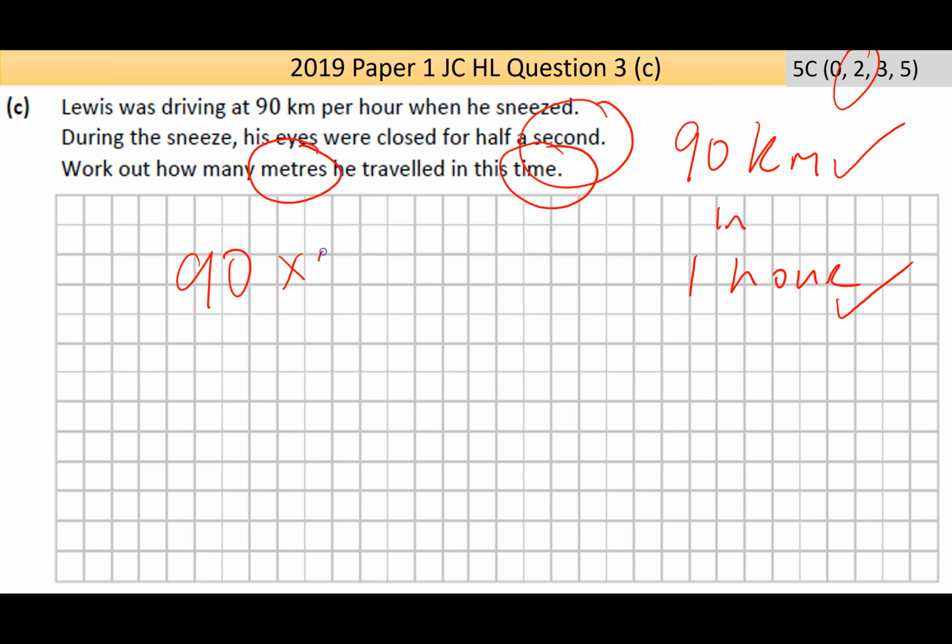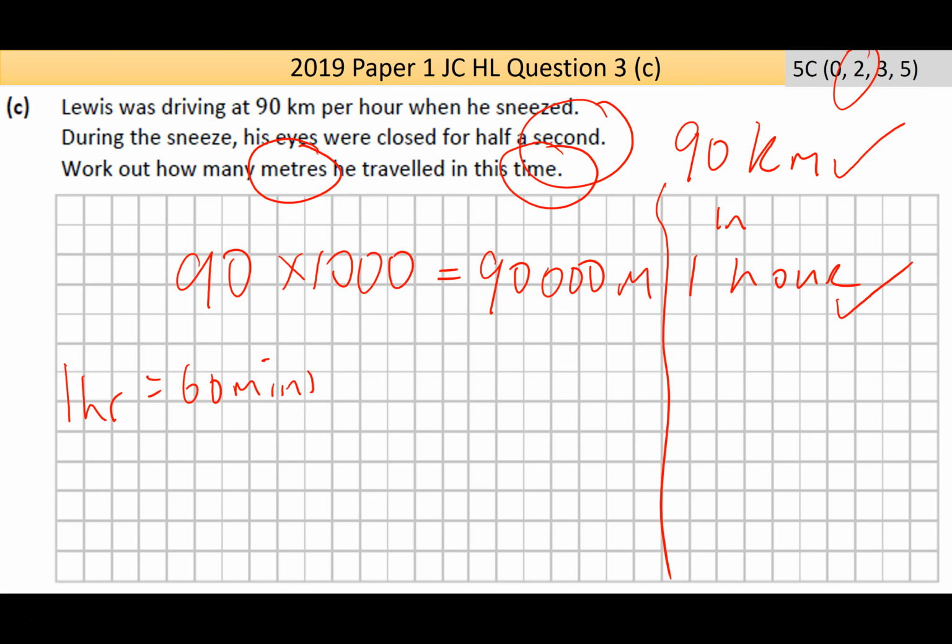There's 1,000 meters in a kilometer, so multiply that by 1,000, adding on the 3 zeros. So 90,000 meters is the same thing as 90 kilometers. Now the second thing we're looking at is what's 1 hour. 1 hour is equal to 60 minutes, and each minute has 60 seconds. So we're basically going with 60 by 60, which is 3600. So your man traveled 90,000 meters in 3,600 seconds.